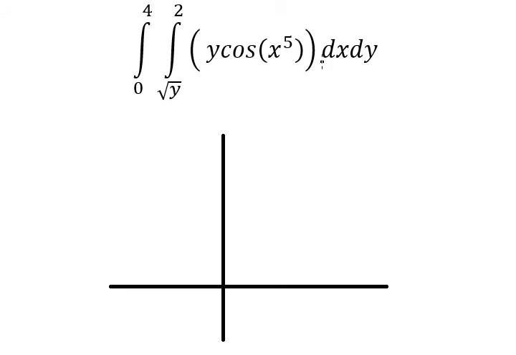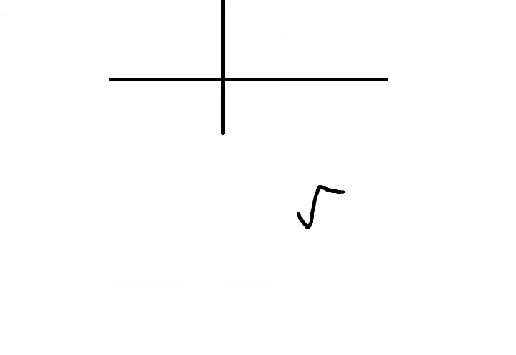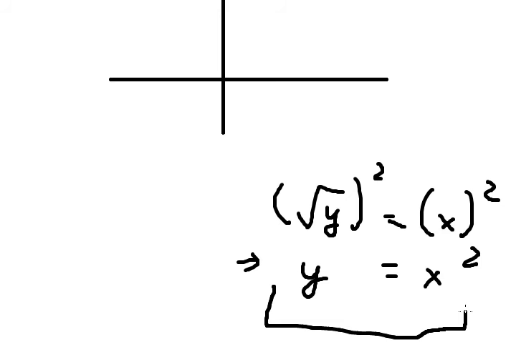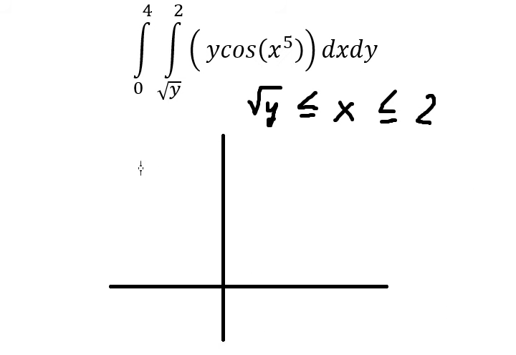So we have x, so that means x is greater than or equal to the square root of y and smaller than or equal to number 2. And we know that if we square both sides, we will have y equals x squared. So we need to draw y equals x squared. The graph should be like this.